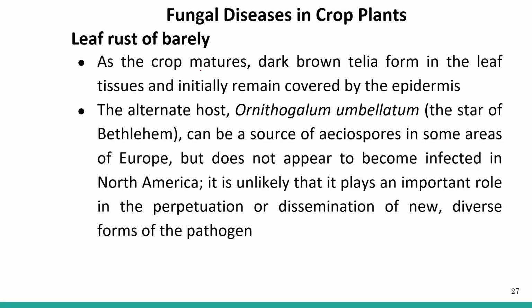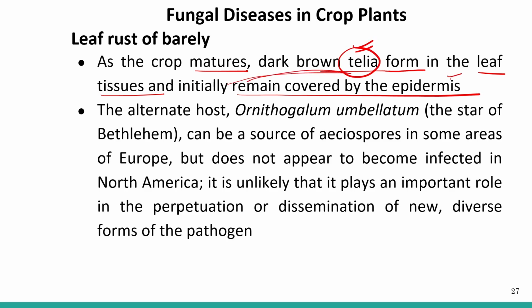As the crop matures, the dark brown teliospores form in the leaf tissue and initially remain covered with the epidermis. So after the urediniospores, teliospores are formed and they get covered with the epidermis region. They are not exposed to the outside.